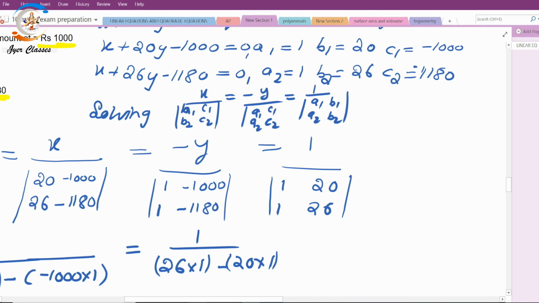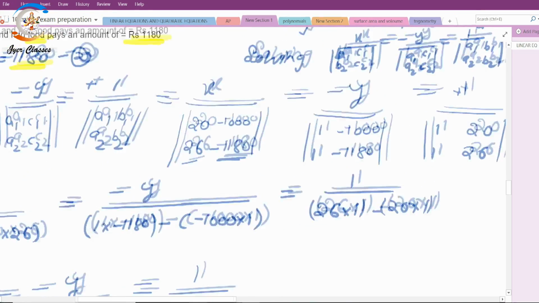b1 by b2, x के नीचे क्या लिखना है? b1, b2. तो b1 कितनी आ गई 20 और b2 आ गई 26. लिख लिया हमने. c1 is minus 1000 and c2 is equal to minus 1180. Write the values here. For y we have to write a1, a2. a1 and a2 both are equal to 1. लिखा यहाँ पर. और यहां देखिए आपने c1 c2 की जगह माइनस 1000 एंड माइनस 1180 लिखा. y के आगे आपने प्लस लिखा और इसके नीचे लिखना है a1 a2 एंड b1 b2, 1 1 20 एंड 26. Now the next step, we have to solve it by cross multiplication method.